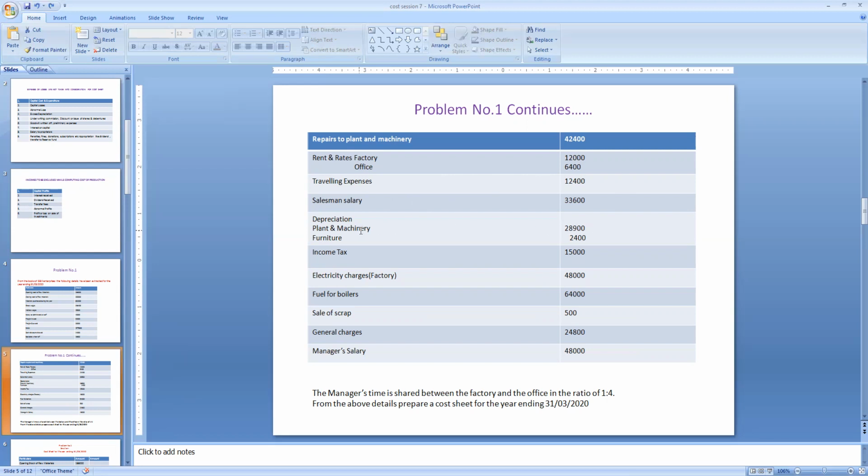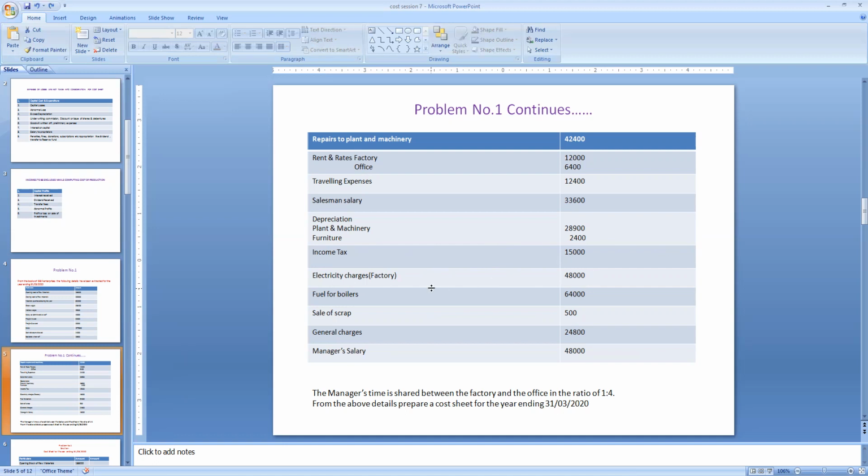As it belongs to the factory, the depreciation of plant and machinery has to be shown in the factory. Next one is the furniture. Furniture is used in the office, so it has to be shown in the office overheads. Income tax is a financial aspect, so it should not be considered; it should be excluded for the preparation of costing. Next, electricity charges are given, that belong to the factory, that is 48,000.